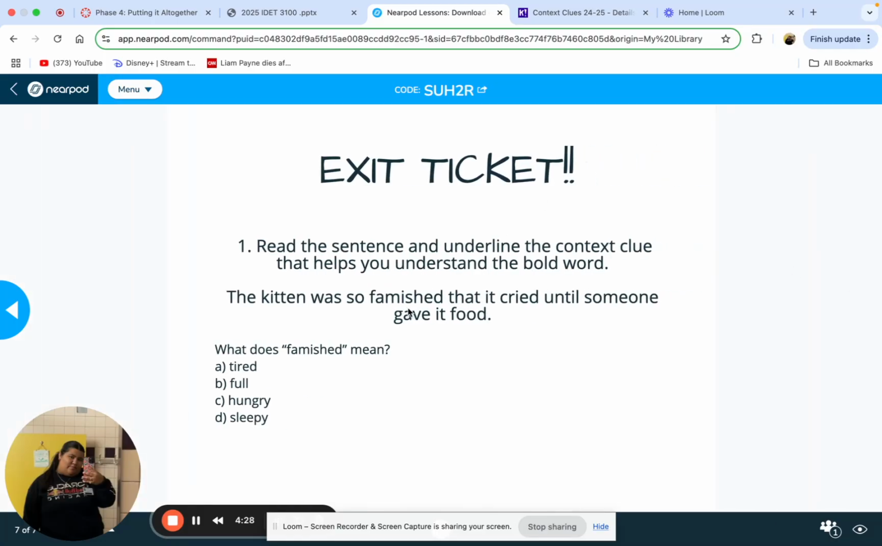So the exit ticket is just going to have one question, and they will read a sentence and tell me what the tricky word is. But they will also have to identify which words help them figure out the meaning of this question.